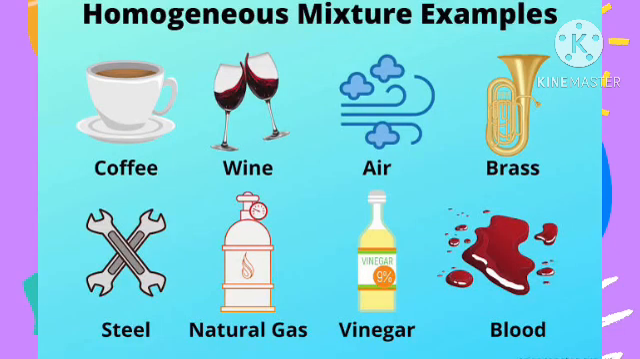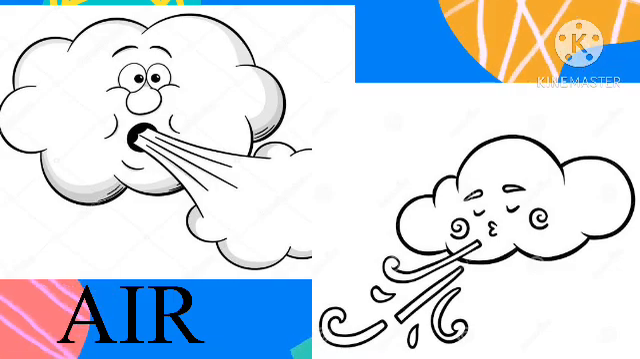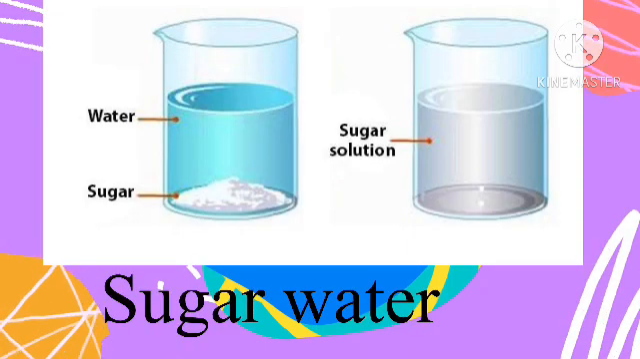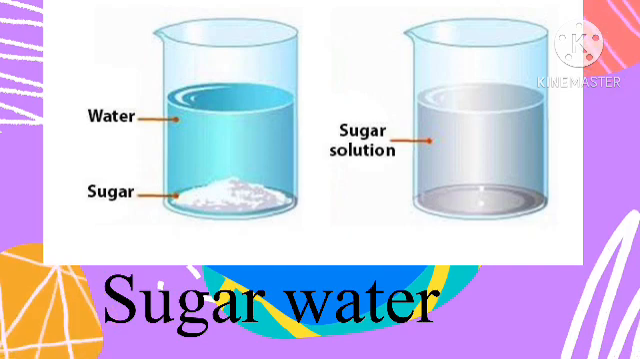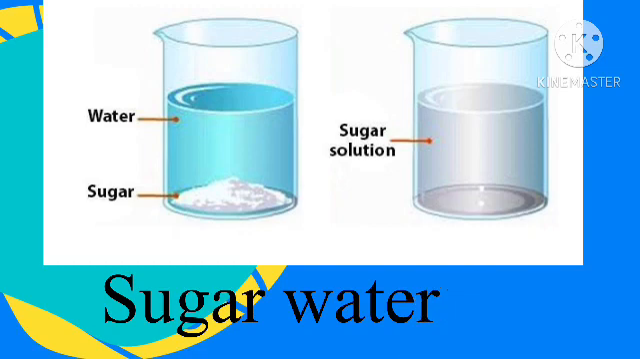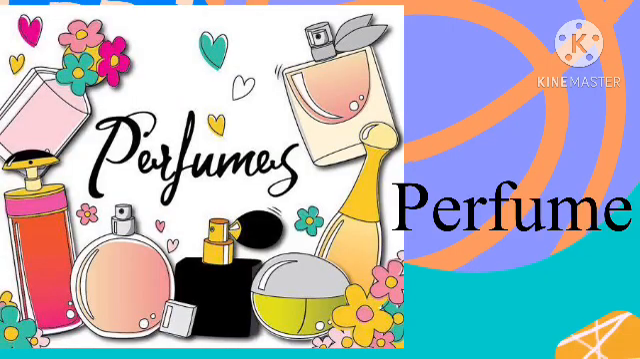Now, what are some examples of homogeneous mixtures? We have air, the air we breathe in. It has different gases in it, but you cannot see these gases, and they do not settle out on their own. We also have sugar water. When you mix sugar in water, it becomes as one. We also have a cup of coffee, liquid soap, and perfume. All of these are examples of homogeneous mixtures.